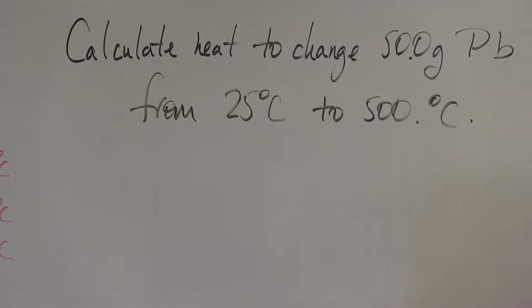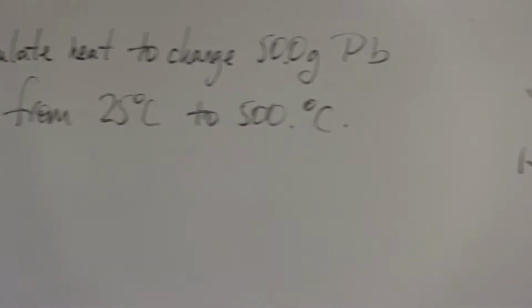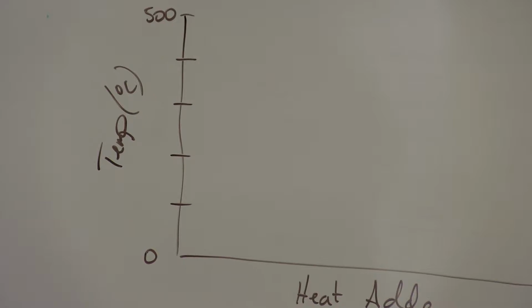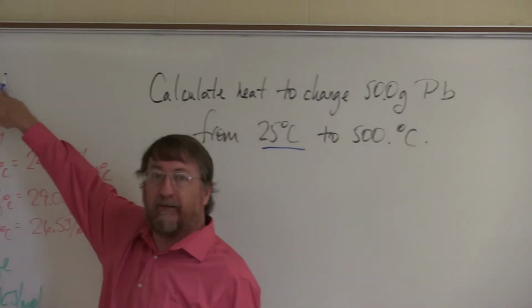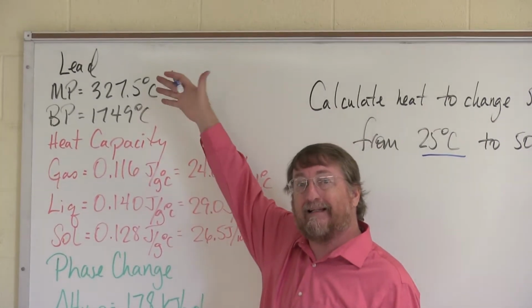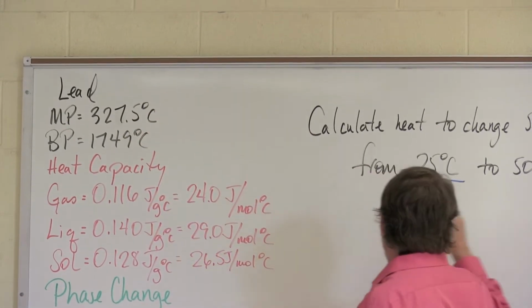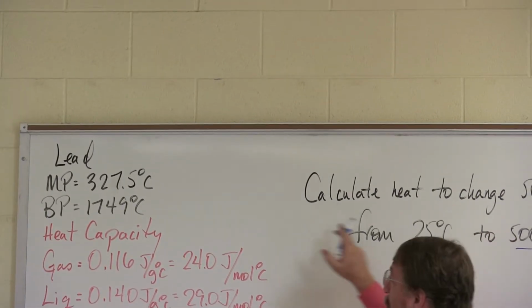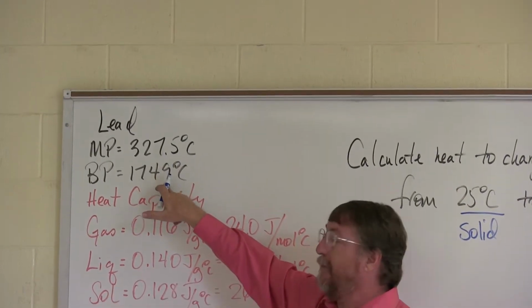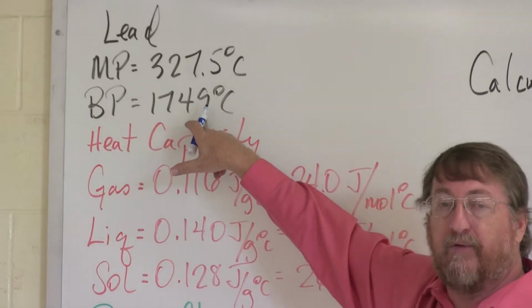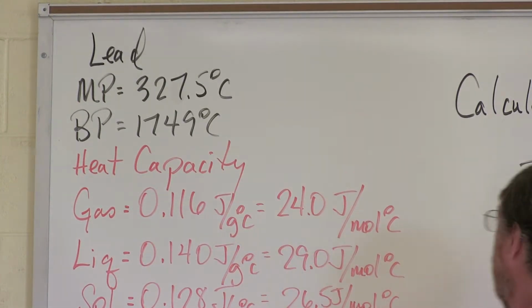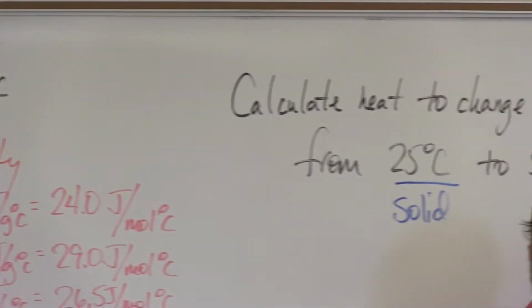To do this, first we want to look at our heating curve. So here's a little pre-set up heating curve. Let's pick our starting point, 25 degrees Celsius. Since the melting point of lead is 327, that's solid lead. Then we're going to 500 degrees. 500 degrees is above the melting point but below the boiling point. So if it's above the melting point, it's a liquid. If it's below the boiling point, it's a liquid. So this is a liquid.